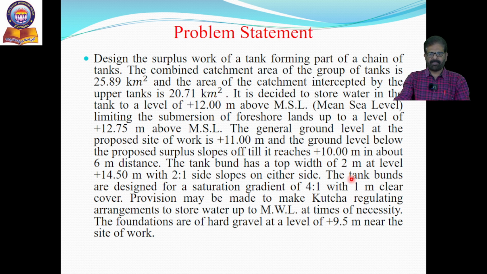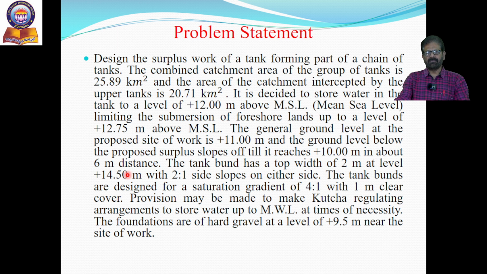The tank bund has a top width of 2 meters at the level of plus 14.5 meters. If you observe the relative levels, plus 14.5 meters is the level of the top of the tank bund with 2:1 side slopes on either side. The tank bunds are designed for a saturation gradient of 4:1 with 1 meter clear cover, that is, the freeboard is given as 1 meter. And also provision may be made to make kacha regulating arrangements to store water up to maximum water level at the times of necessity.